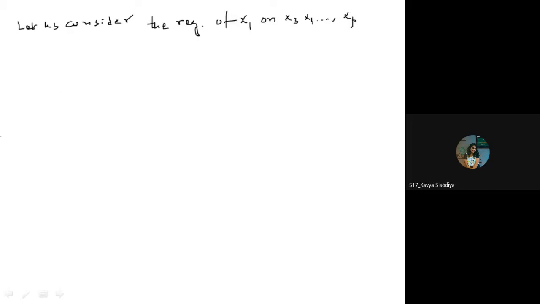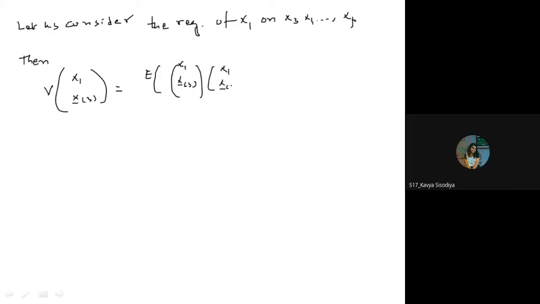Then what is the variance of x1, x3? The variance of x1, x3 is nothing but the expectation of x1, x3 times its transpose, and this can be written as the matrix sigma 11, sigma 13, sigma 31, and sigma 33.